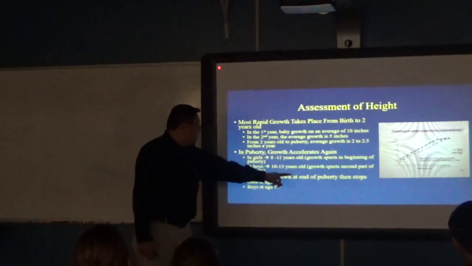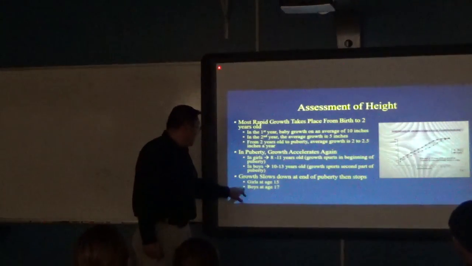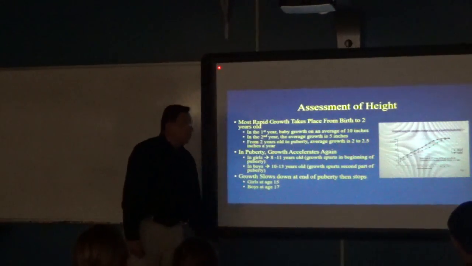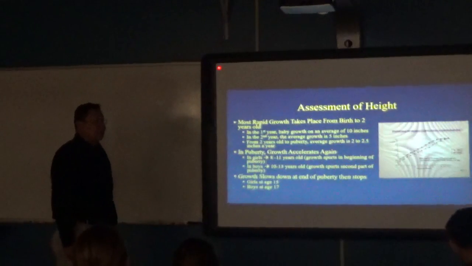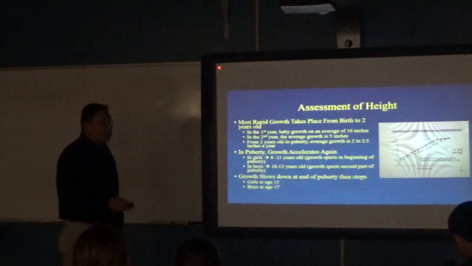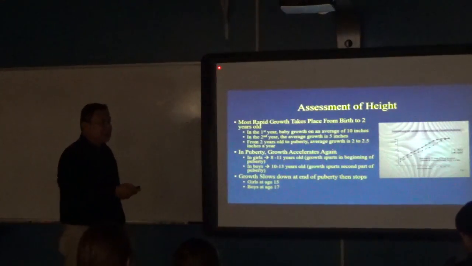Growth slows down at the age of puberty, and then stops: age 15 in girls, 17 in boys. That's why they say girls are more advanced than guys. They get to adulthood quicker than we guys do.